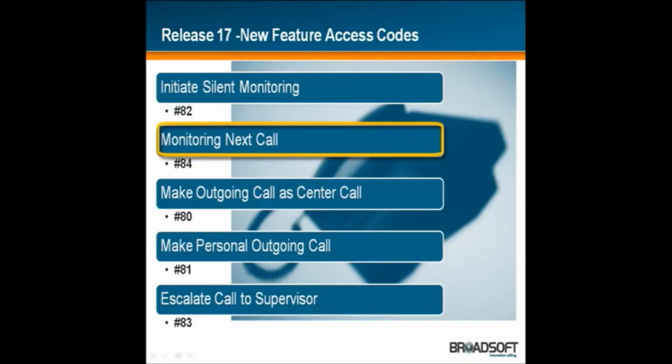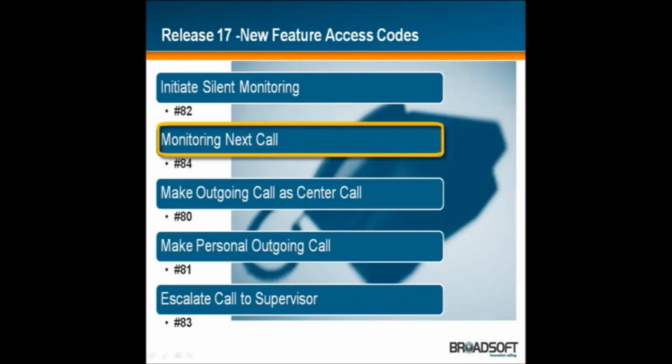The Monitor Next Call feature access code is used to silently monitor the next call received by an agent in a premium call center. To activate, the supervisor enters #84 followed by the agent's extension or phone number. When the next call from a premium call center alerts an agent, the supervisor's phone will also be alerted and auto answer.